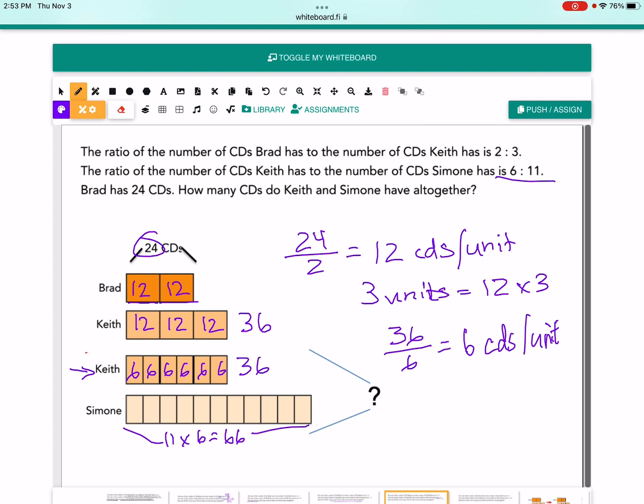So now are we able to answer this question mark? Well, sure we can. 36, that's how much Keith has, and 66, which is how much Simone has, is 102 CDs. So Keith and Simone have 102 CDs in all. And you're done. But there are actually several ways to solve this problem, and I would be remiss if we didn't talk about some other ways.